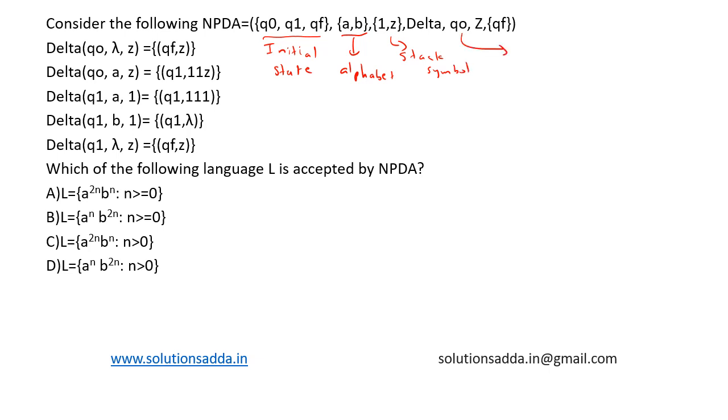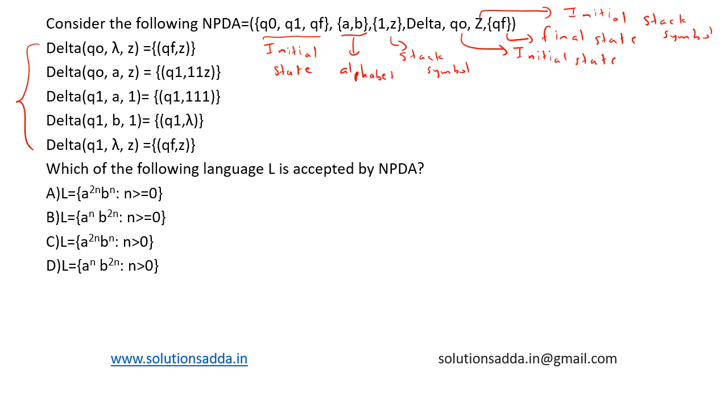Q0 represents the initial state, and Z represents the initial stack symbol. QF represents the final state. We are given a set of transition functions, and we are asked to find the language L that is accepted by this NPDA.